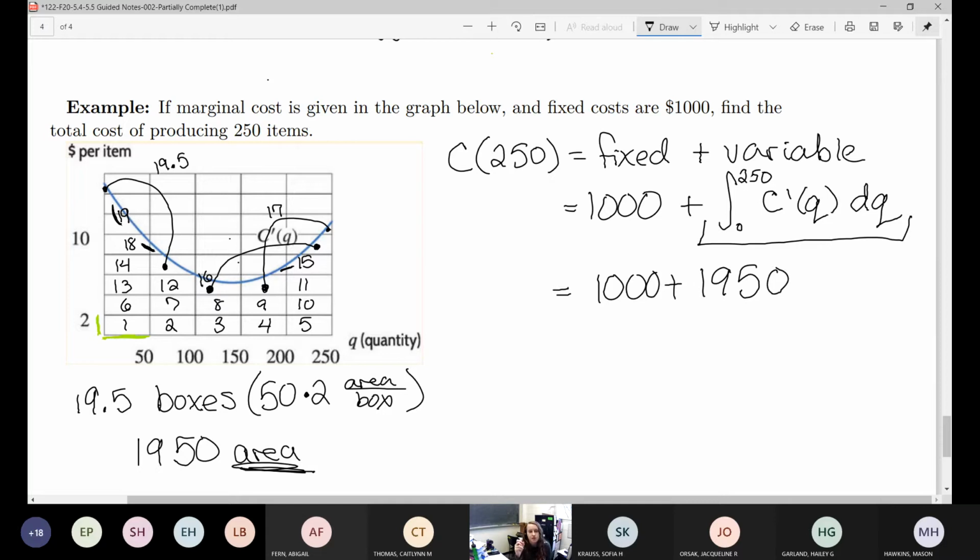So since we just found the integral value, which gives us our variable cost, we add that together with our fixed cost to get that the cost of producing 250 items is going to be approximately $2,950.